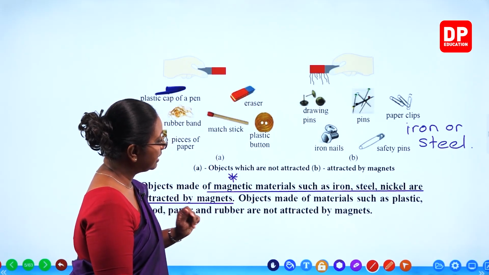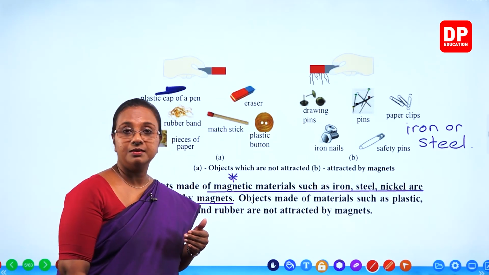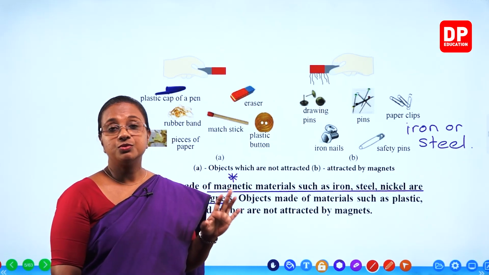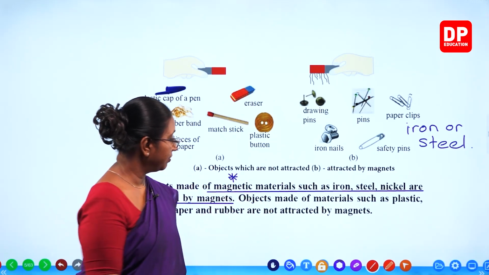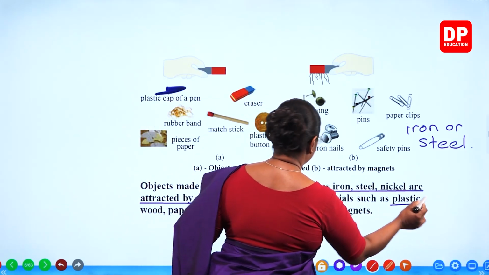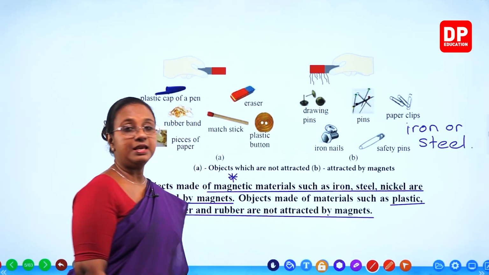Objects made of materials such as plastic, wood, paper and rubber are not attracted by magnets. So those are materials that are not attracted by magnets. You have to remember that. Plastic, wood, paper and rubber are not attracted by magnets.